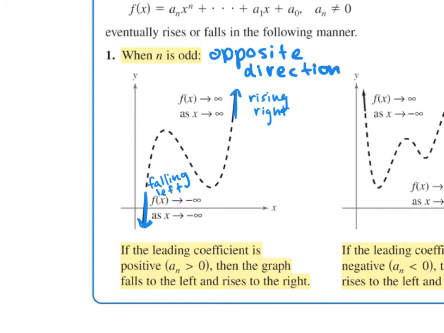So in a polynomial function, when our n is odd, so that means it can be x raised to the third power, x raised to the fifth power, x raised to the seventh power. When our leading coefficient is positive, it's always going to have these end behaviors. It's always going to start falling left and end rising right.